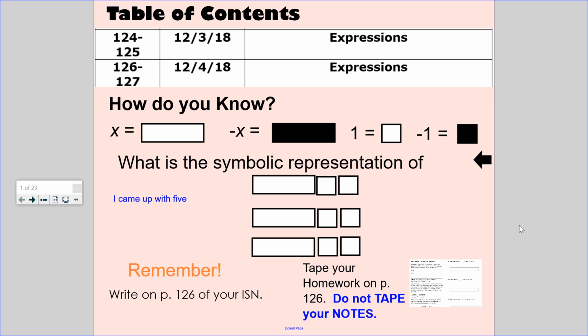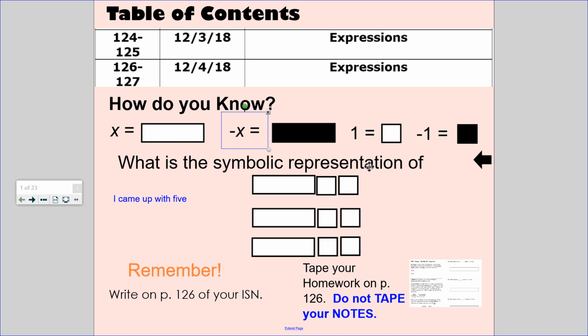Welcome. This video is over simplifying expressions. So here is our key. x is represented by a white rectangle. Negative x is represented by a dark rectangle. A positive 1 is represented by a white square. And negative 1 is represented by a dark square.